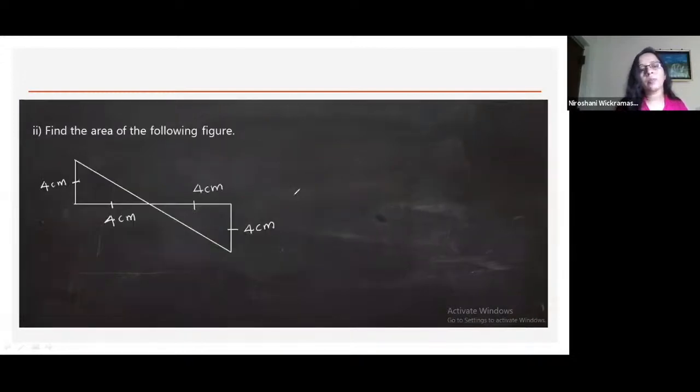Find the area of the following figure. Then here A1, A2, right? Area, this figure area plus this figure area gives us the total area of this figure. So we can write here, area equals A1. A1 area is half.